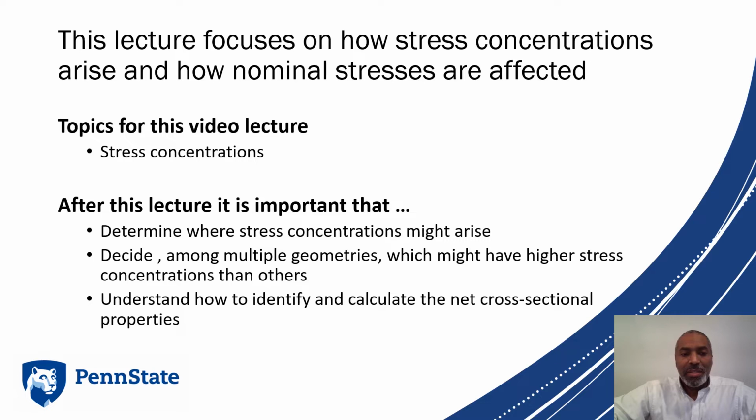So our topic is stress concentrations, and after this lecture it's important that you are able to determine where stress concentrations might arise, and if given multiple geometries, determine which ones would have higher or lower stress concentrations, and also understand how to identify and calculate net cross-sectional area properties. How do we find that net cross-section, and then how do we calculate its properties?